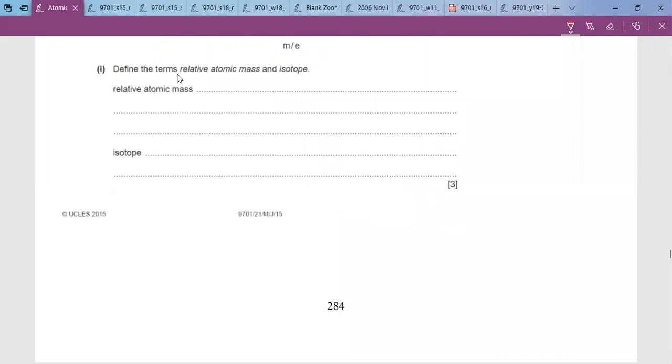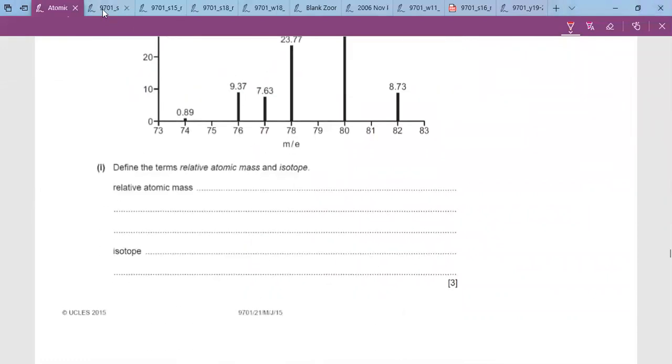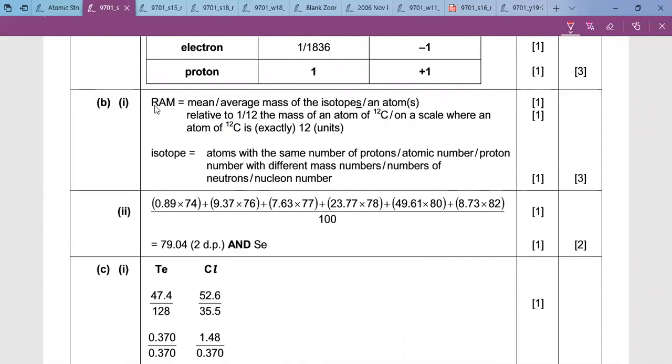Okay, define the terms relative atomic mass and isotope. Relative atomic mass, remember the first one, is AR. Mean average, same. This is the word average here. No average, no marks. Average mass of the isotopes, or preferably average mass of one atom of the element. Just one, the mass of the isotopes, enough already.